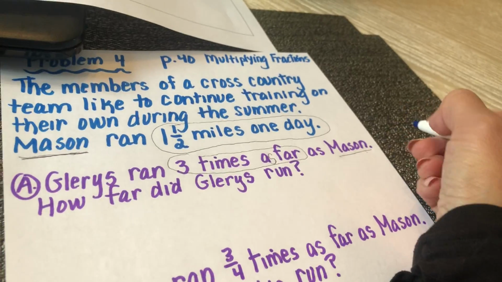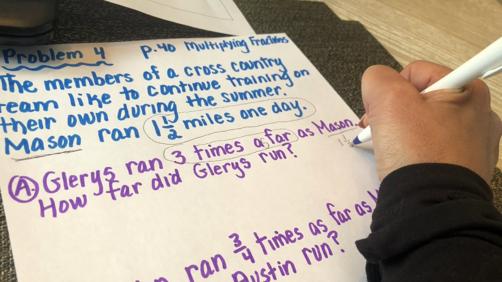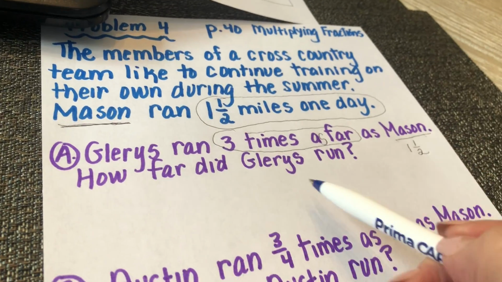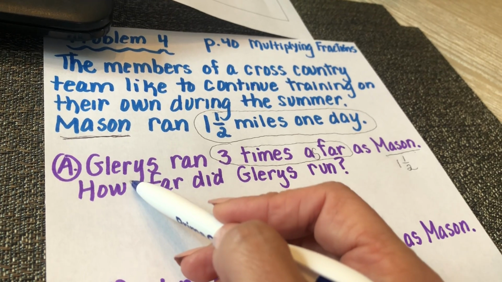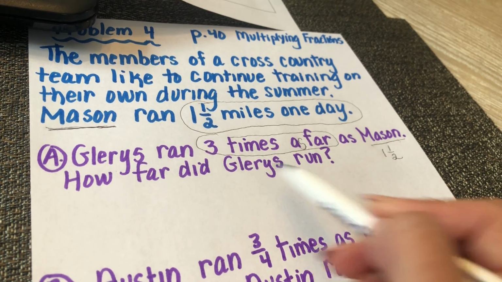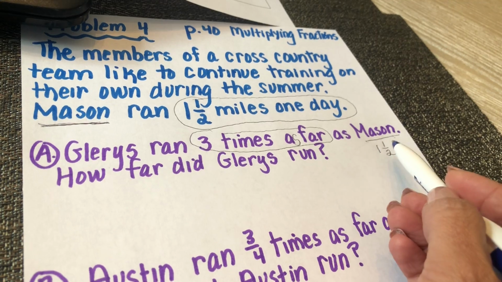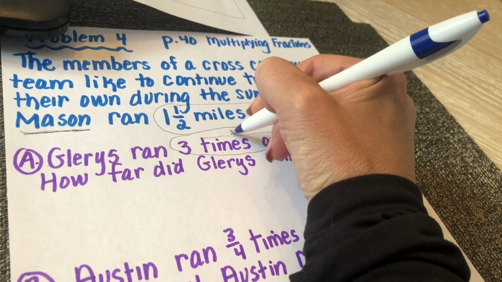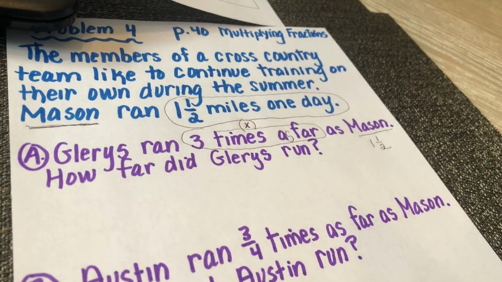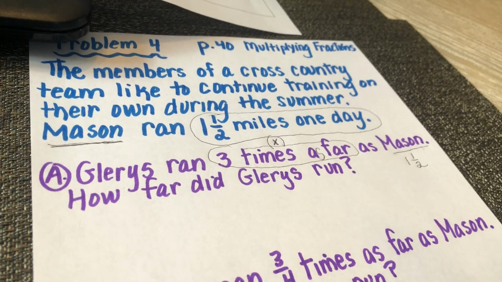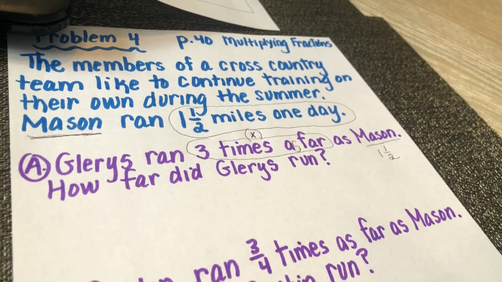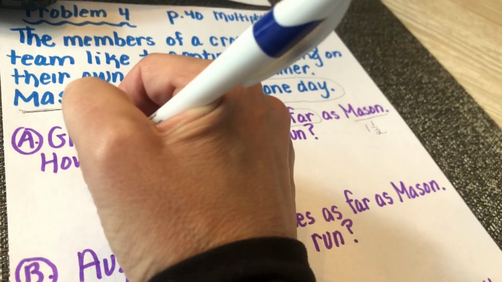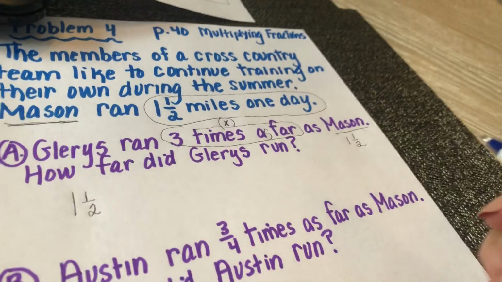I know that Mason ran 1.5 miles. So now we need to know how far did Clarice run? We know that she ran 3 times as far as Mason. And using my prior knowledge, I know this is going to be multiplication. Now I could do repeated addition, or I could use a mixed number and turn it into an improper fraction. So I'll give you a model as to how we're going to do this.